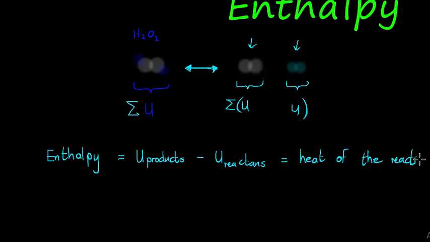So in other words, enthalpy is the heat of a reaction. And in short, we will use delta H as the symbol for enthalpy. So delta H is the symbol of enthalpy.